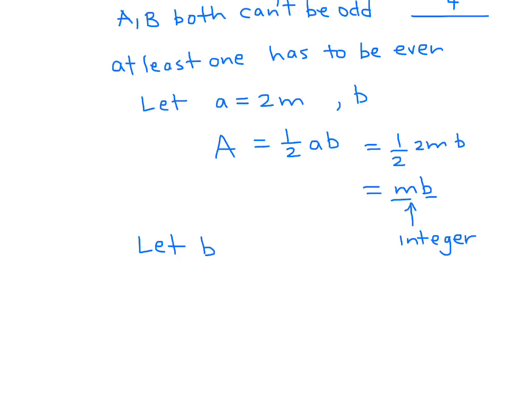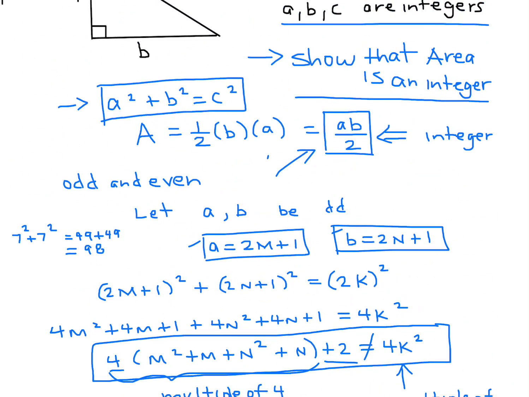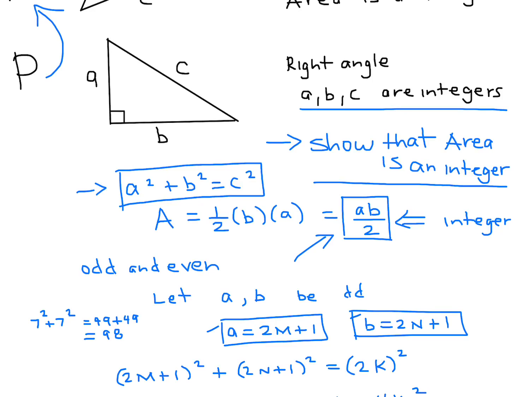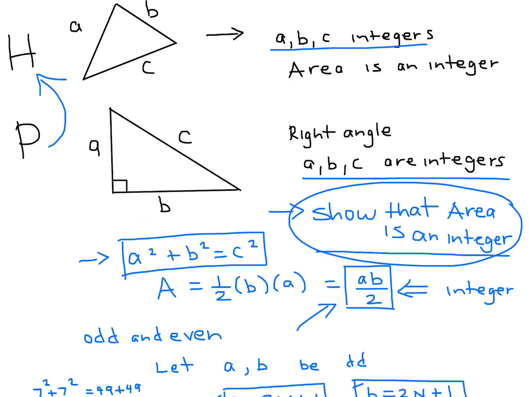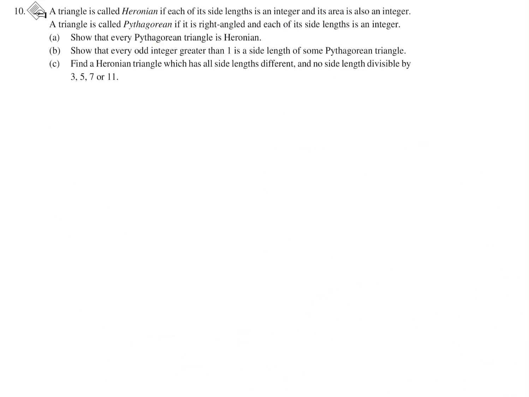Let's do it for b. It would be the same thing. Let b equal the even number, and then a is just an integer. Very similarly, 1/2 base times height will be 1/2 base times the height, which is b, and this becomes a times m, which is also always going to be an integer. By letting at least one be even, our area will always be an integer. And therefore, we have proven that in a Pythagorean triangle, the area is always an integer. And therefore, all Pythagorean triangles are indeed Heronian. So that takes care of 10a.